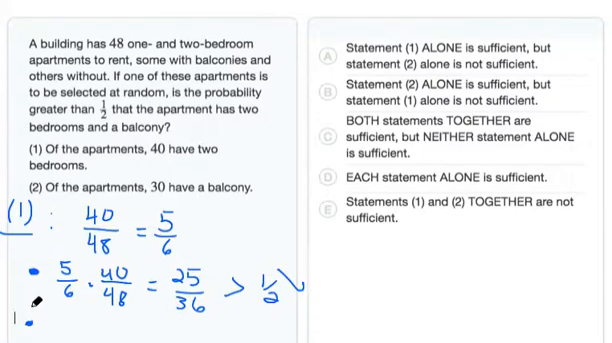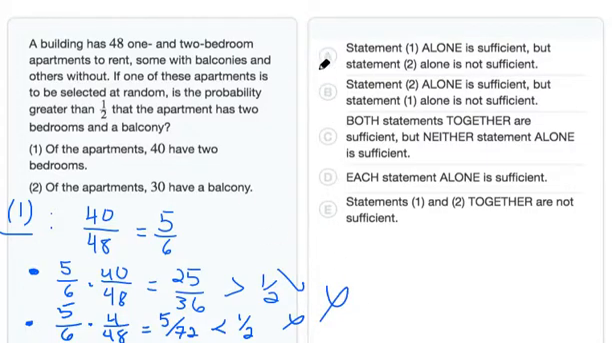But let's consider another case. If 4 apartments have a balcony, then the probability of selecting a 2-bedroom apartment with a balcony is 5/6 times 4 out of 48. And if we simplify this, we'll end up with 5 over 72. And this is less than 1/2. So the answer to the question is no for this case. Since we can't definitively answer the question, this statement alone is not sufficient. We can eliminate answer choice A and D.